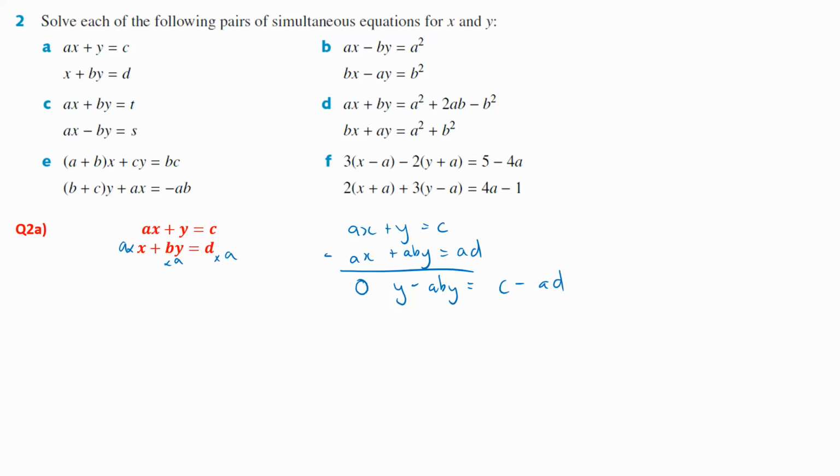I still want to find out y. How do I do this? What's the next step? Yes, Ben. Take out a factor of y. Take out a factor of y. So you can see here, take out a factor of y. Then how do I find y now? What's the next step? I've got y times 1 minus ab. I need to get y by itself. Yes, Will? Fantastic. So y equals c minus ad divided by 1 minus ab, because that's multiplication there.